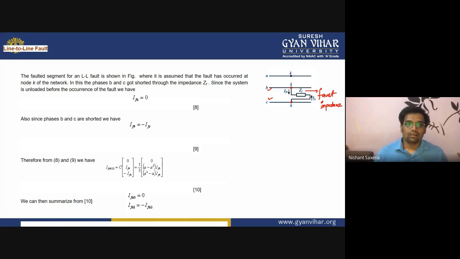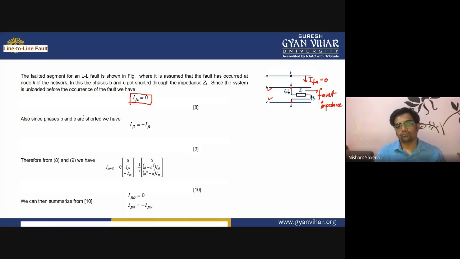Now let us assume that the fault has occurred at the node K of the network as shown in the figure, and in this the phases B and C got short circuited through the impedance ZF. Since the system is unloaded, we have pre-assumed that the system was unloaded before the occurrence of the fault. Therefore, IFA is equal to 0. Let us assume this is equation number 8.